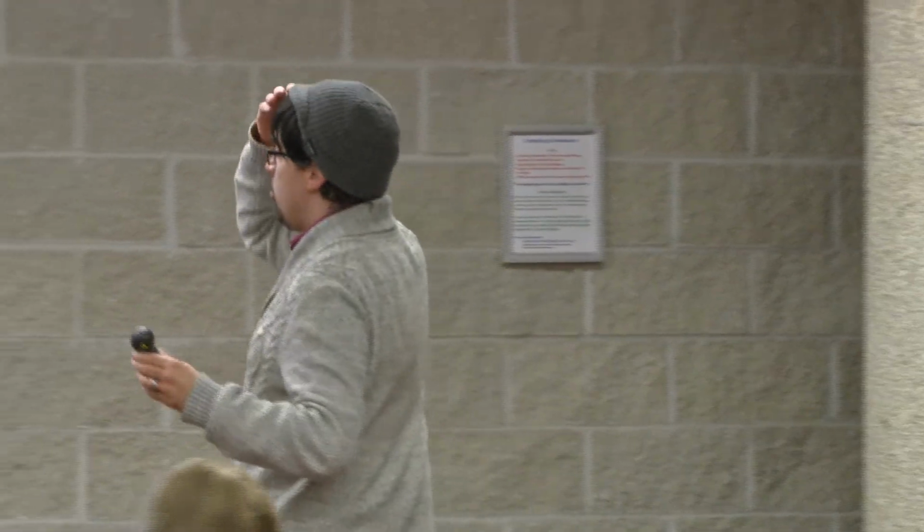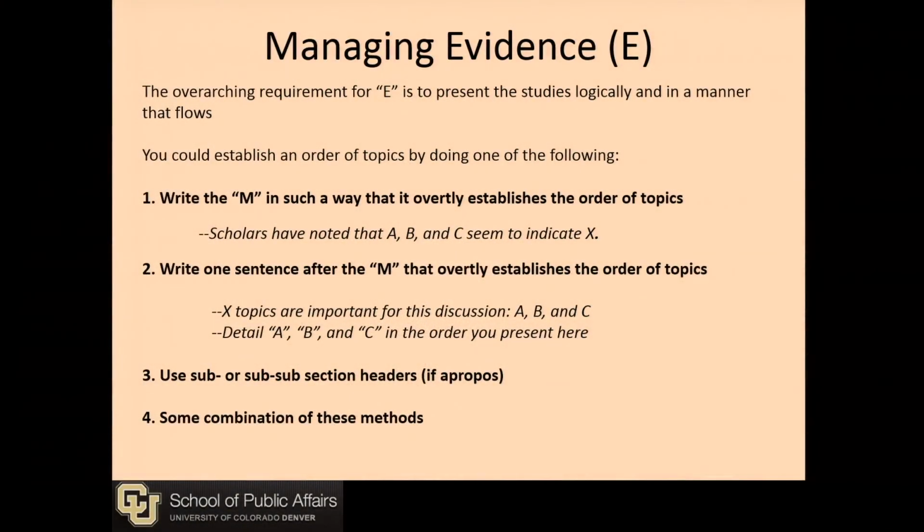So what this ultimately means is that it's not just author by author by author. It's actually presenting them in a way that is, of course, going to be giving this logical picture of the study itself. And so there's a couple ways of doing this. You could write the M in such a way that it overtly establishes the order of topics. That's probably the easiest way of doing it. I do that way all the time.